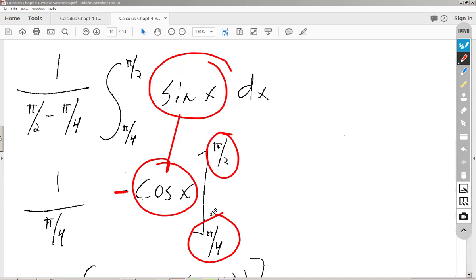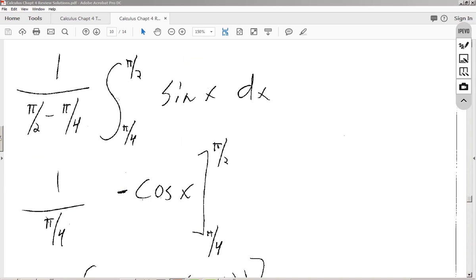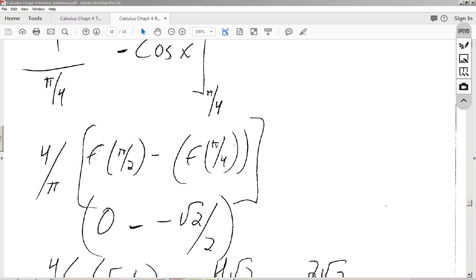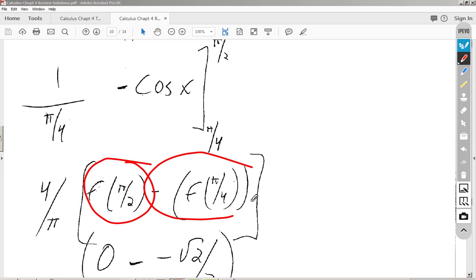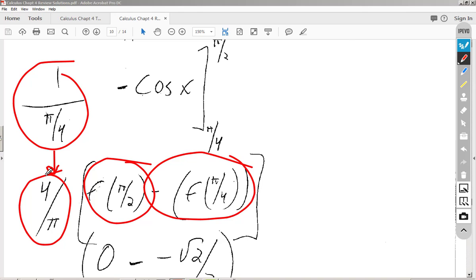Then we take pi over 2 minus pi over 4 here. So that's 2 pi over 4, getting that common denominator, minus pi over 4, and 2 pi over 4 minus pi over 4 is just going to be pi over 4. So let's evaluate this, and then we'll multiply it by 1 over pi over 4. So we need to find f of pi over 2 minus f of pi over 4. And then I flipped this, so that's going to be 4 all over pi.